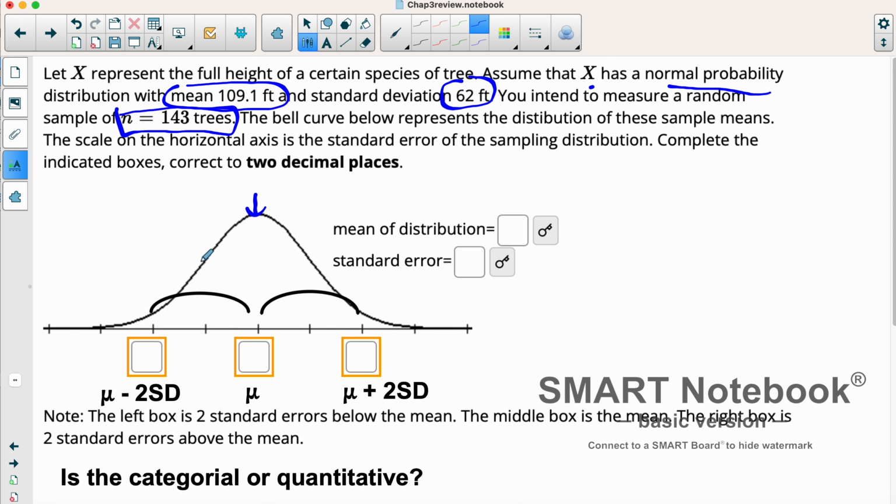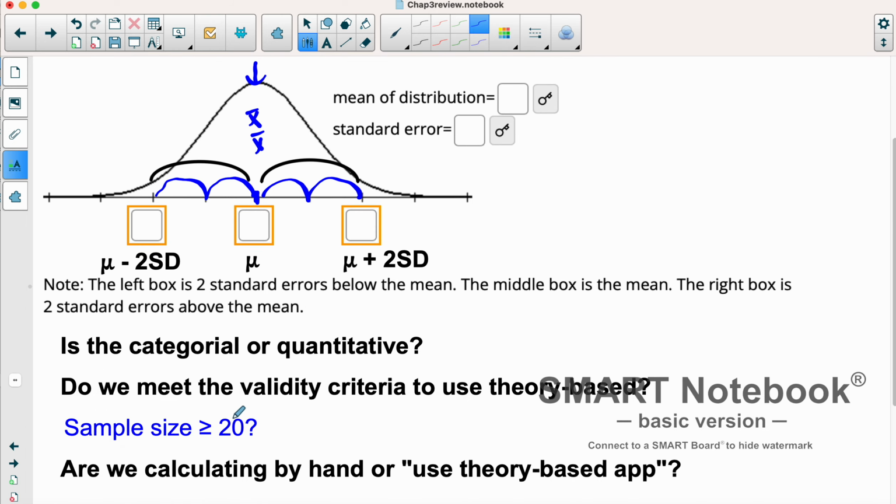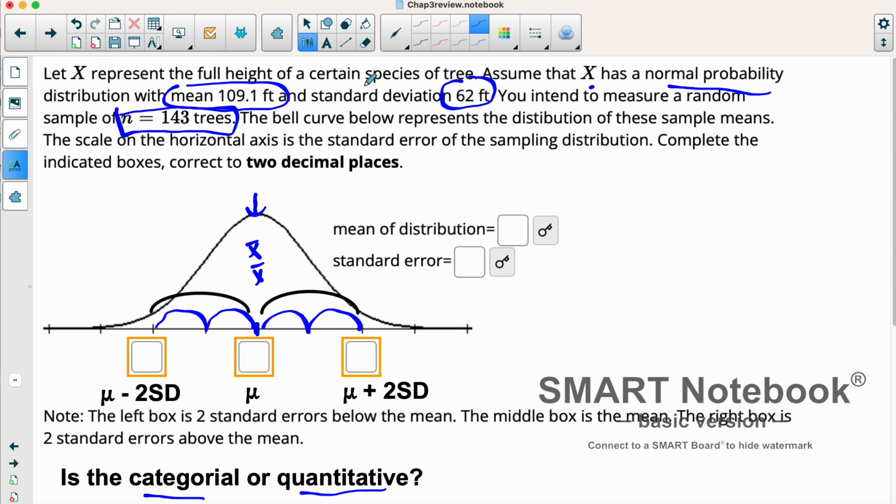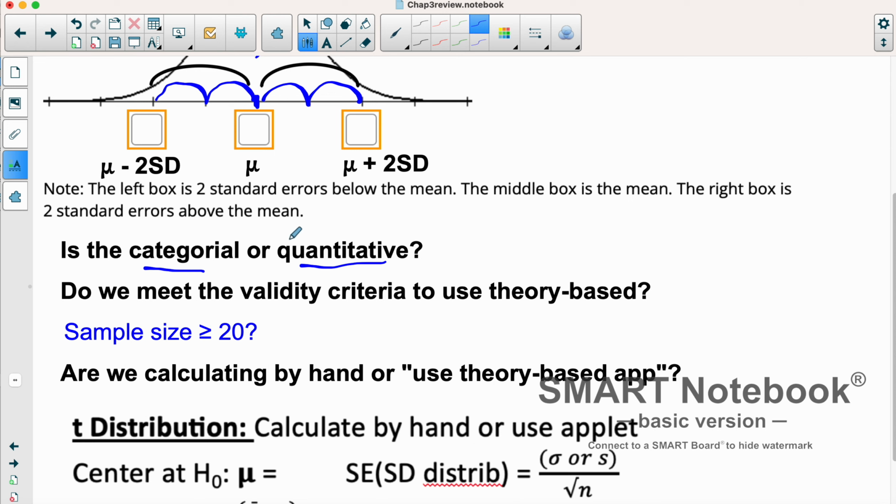This curve is the distribution. There's a whole bunch of x bars here. We want to fill in these boxes. Here's the center, here's 1 standard deviation, here's plus 2, here's minus 1, minus 2. Let's ask our questions. Is this categorical or quantitative? Well, we have means, so we're dealing with quantitative data.